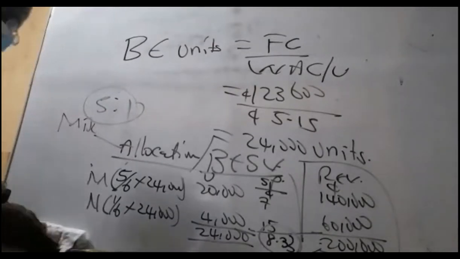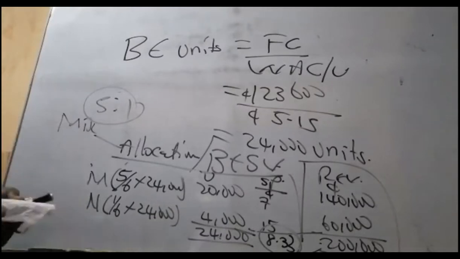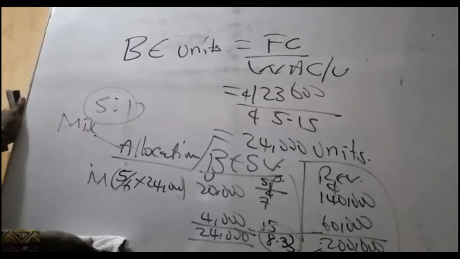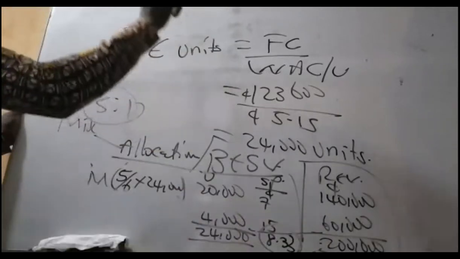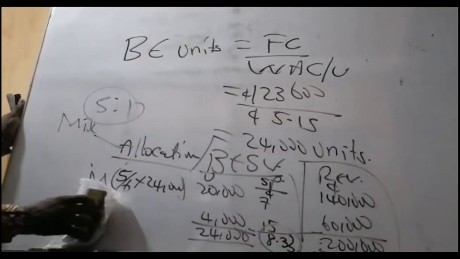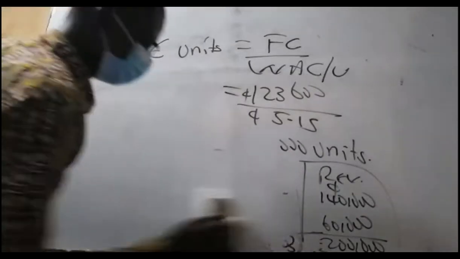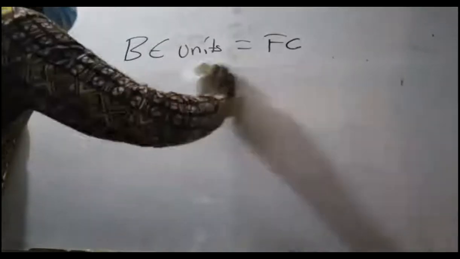Let's also look at some steps that we can use to calculate the weighted average CS ratio. Because this 200,000, we have used just one single formula to determine it, and that's what I want to do now. How to determine weighted average contribution to sales ratio. So steps in calculating weighted average contribution to sales ratio for multi-product.